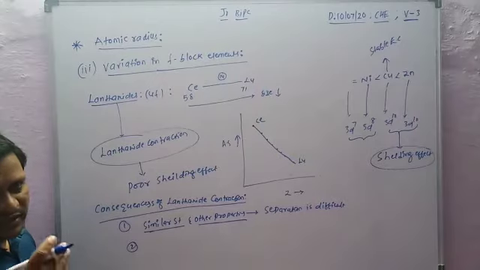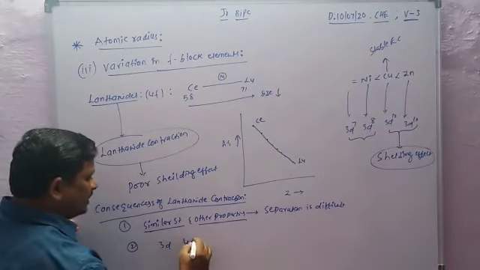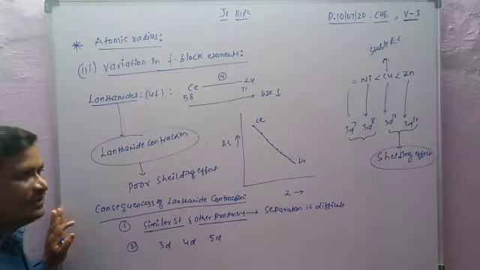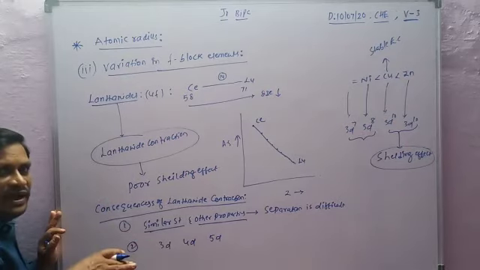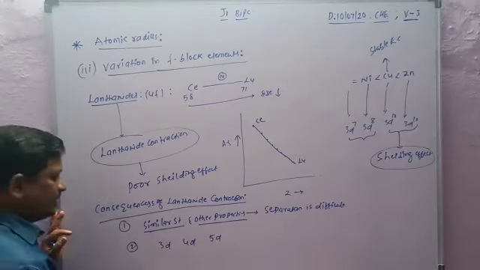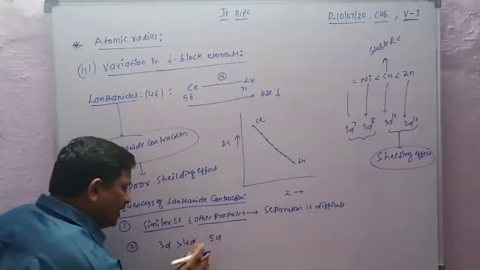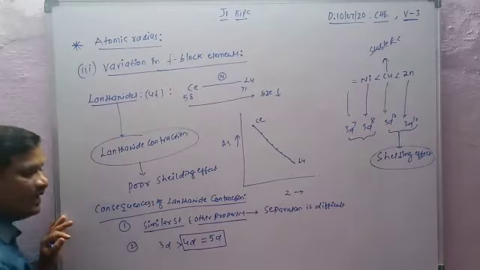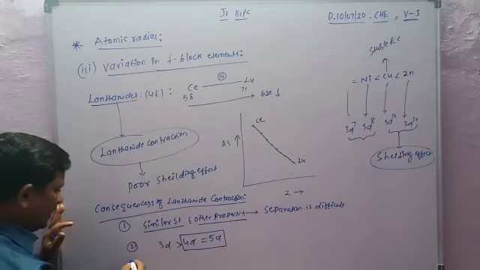Transition elements are classified into 4 series: 3d series, 4d series, 5d series and 6d series (incomplete). From top to bottom, 3d to 4d, 4d to 5d, what happens to size? It increases, so 3d is smaller than 4d. But 4d is equal to 5d. Why is the 4d series radius equal to 5d? Due to the lanthanide contraction.